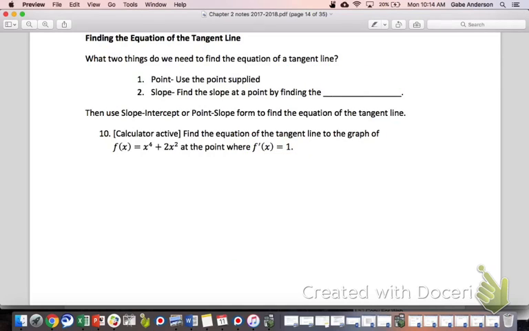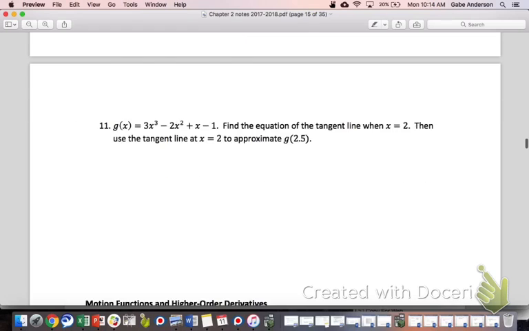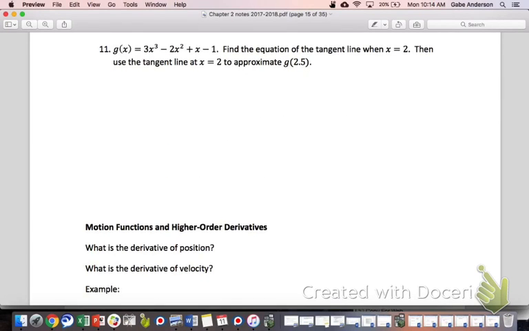Check it out. The next one shows up here. I think it's number 11, hopefully. Here we go. So g of x is right there. Find the equation of the tangent line when x is 2. Then use the tangent line to approximate g of 2.5. Isn't this the more typical look like we had at the start? Like the one we did before?